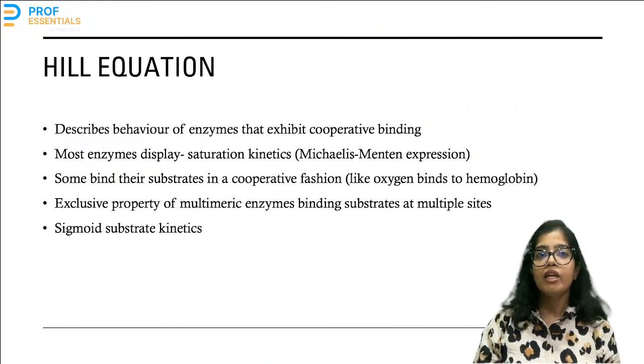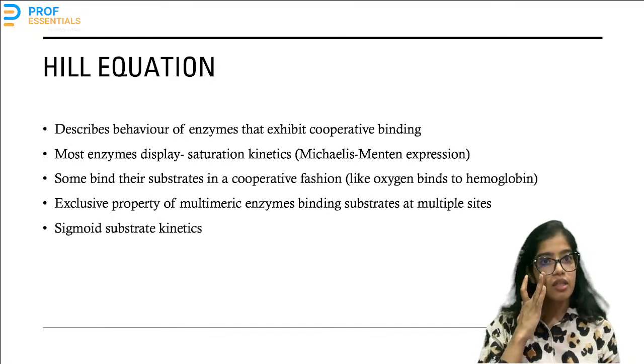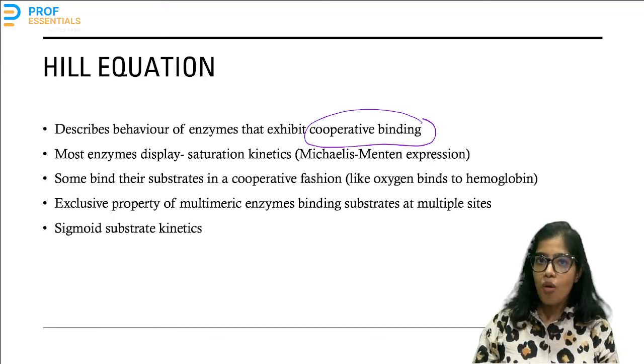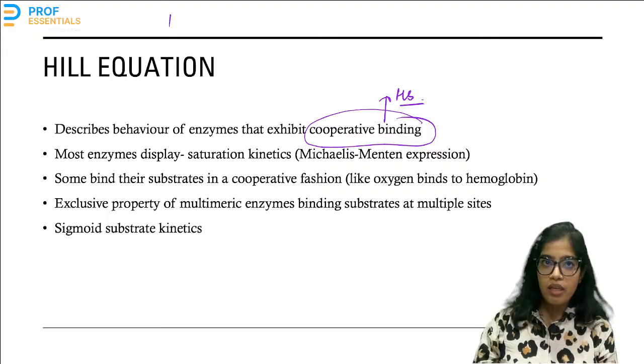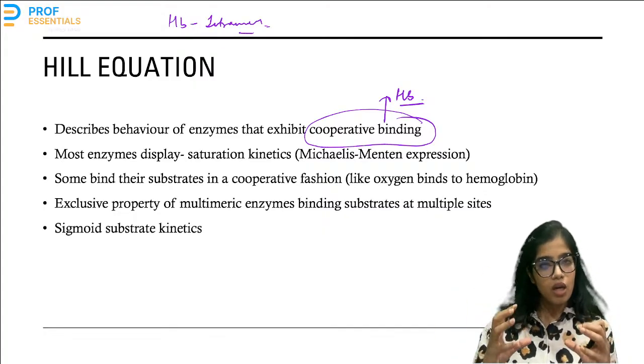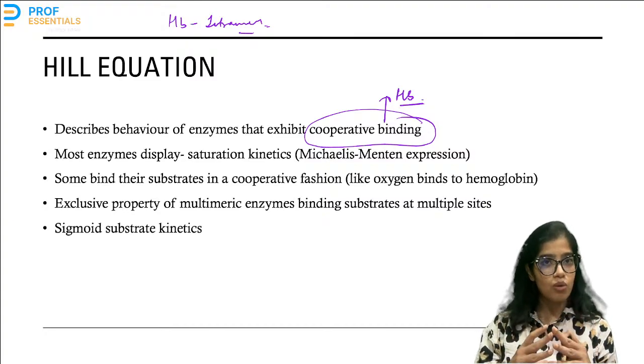Now comes the Hill equation. Till now we were reading about normal enzyme kinetics. Now comes cooperative binding. Where have we heard of cooperative binding? We have heard of it in the chapter on hemoglobin and myoglobin. Hemoglobin, being a tetramer, is a four molecule compound, right? Four molecules combine together to form one molecule of hemoglobin.